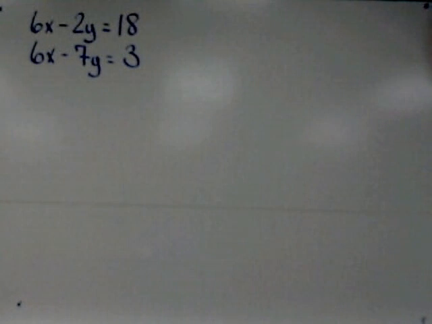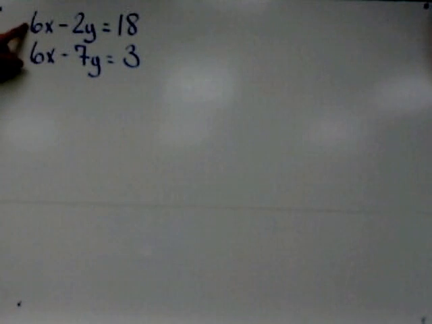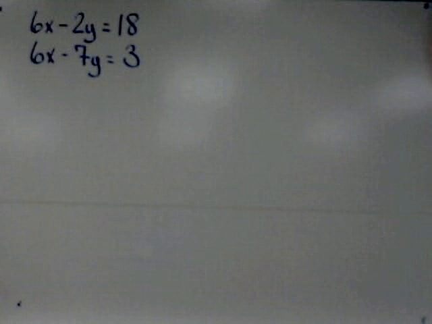As you can see in this system of equations, we have 6x minus 2y equals 18 and 6x minus 7y equals 3. Remember, it's important when we're eliminating to have two variables with like numbers in front of them. As you can see, that's what we have with the x's. There's a 6 in front of the first one and a 6 in front of the second one.